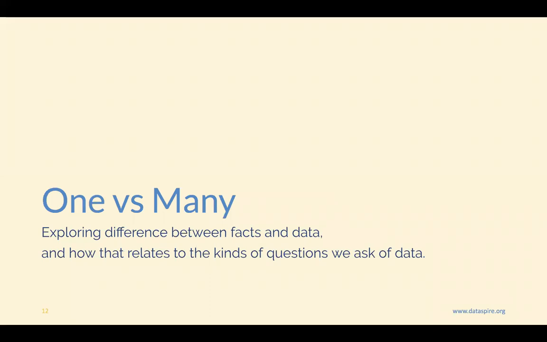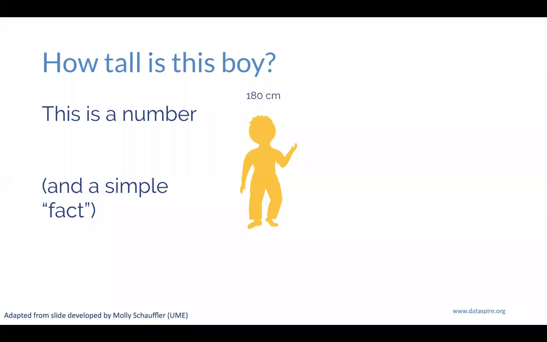So I want to spend a quick moment to think about this difference between one versus many, exploring the difference between facts and data, or numbers and data, and how that relates to the kinds of questions that we ask of data, which is the next mini lecture that we'll dive into more deeply. So, how tall is this boy? The answer is a number, right? There's an actual number. It's a simple fact that this boy is 180 centimeters tall, for example.